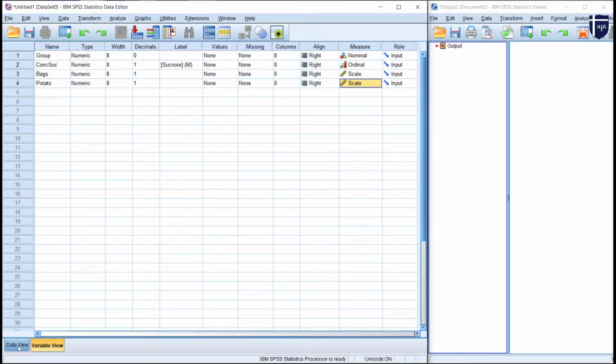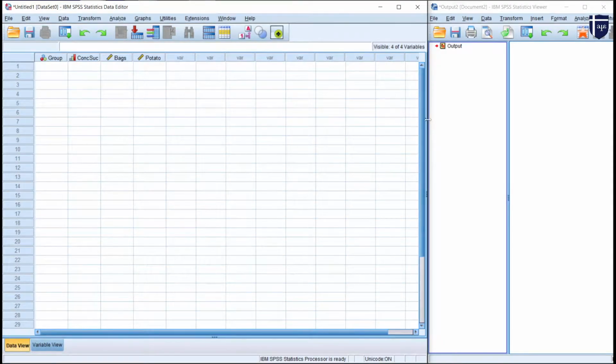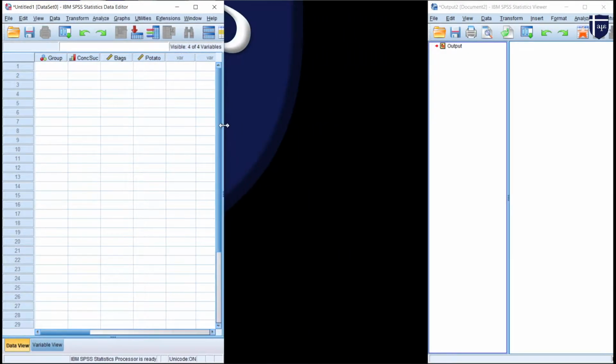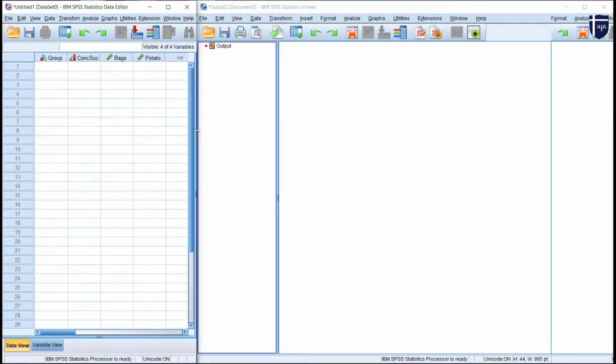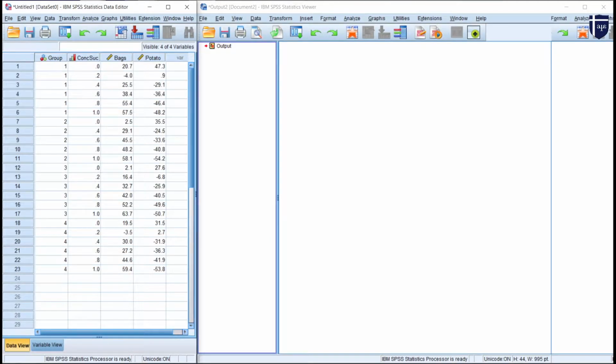Now I can return to data view, and I can make this resume its previous size. Beautiful. And all I'm going to do is copy and paste from the Google sheet that we just had. There it is. Those are all of your data. Now you'll notice here's the concentration of sucrose, that looks right. Here is the percent change of the bags, and here is the percent change of the potatoes. So we're going to analyze this bit by bit.